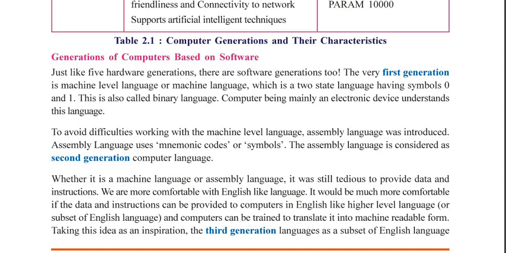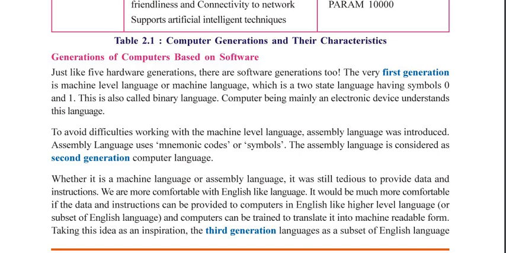First generation language. The first generation is a machine level language, or machine language. So they are two-state languages having the symbols 0 and 1. First generation computers work on two digits, 0 and 1. That is called the machine language, as well as binary language. Computer, being mainly an electronic device, understands this language.